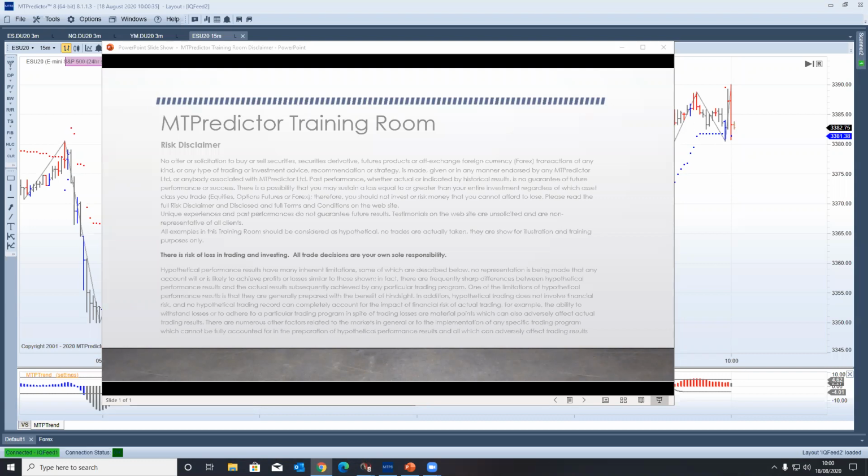While you do that, I'd just like to read the risk disclaimer and remind you that all examples in this training room should be considered as hypothetical. No trades are actually taken, they're just shown for illustration and training purposes only. Remind you there's a risk of loss in trading and investing. Put another way, all professional traders know and understand, but more importantly, accept, and that's the most important point, accept that losses can and will and do unfold. No matter what trading approach, there always will be losing trades.